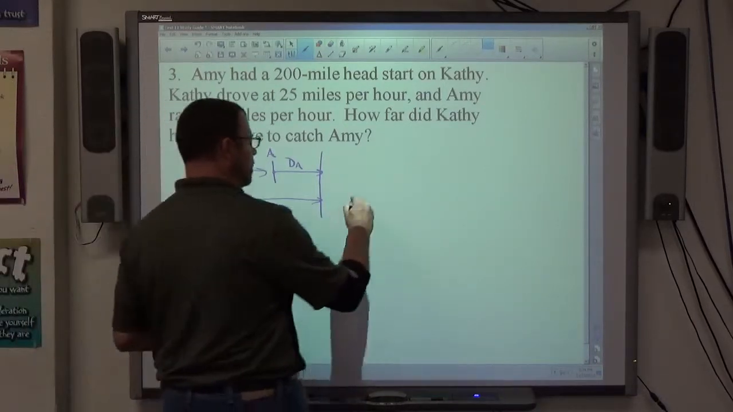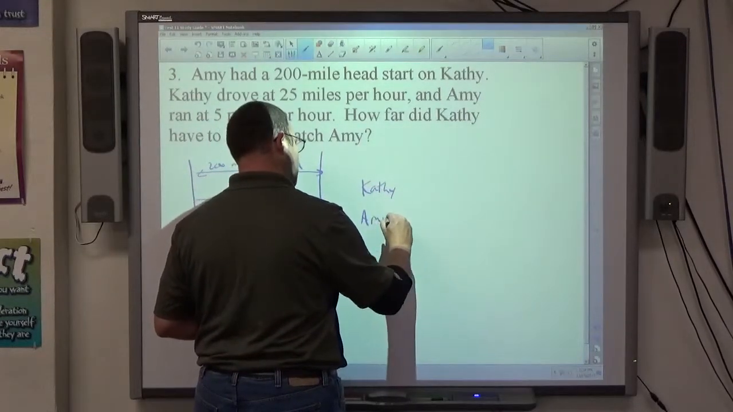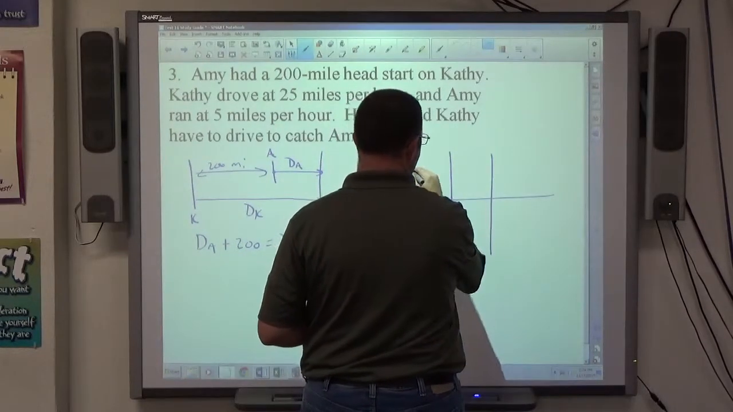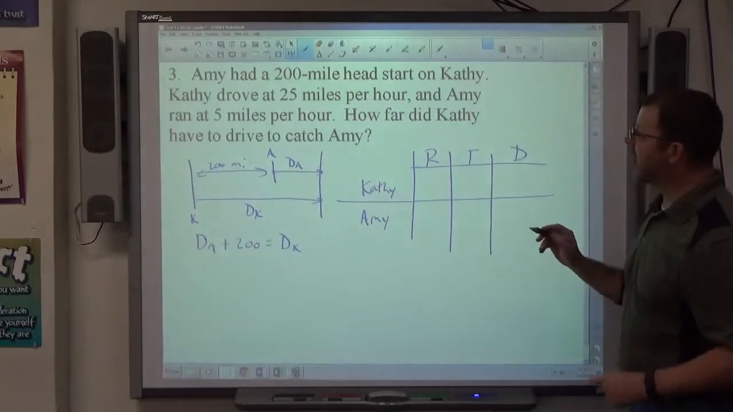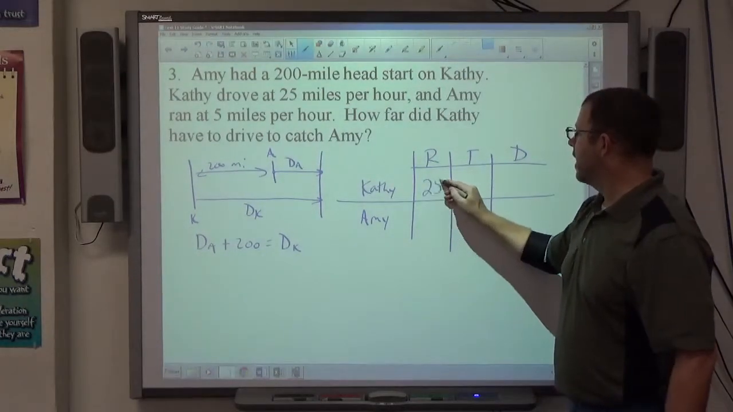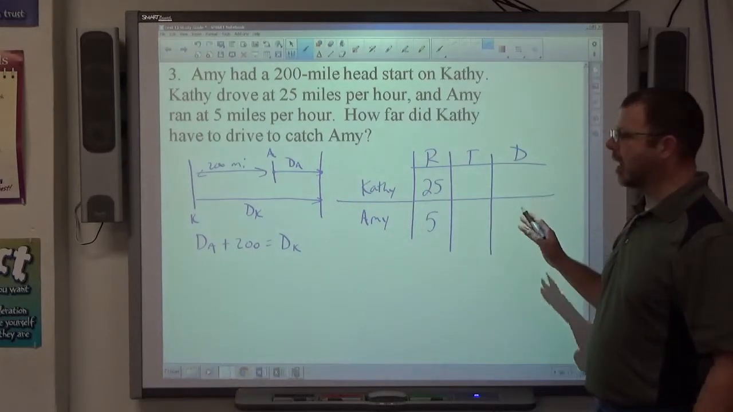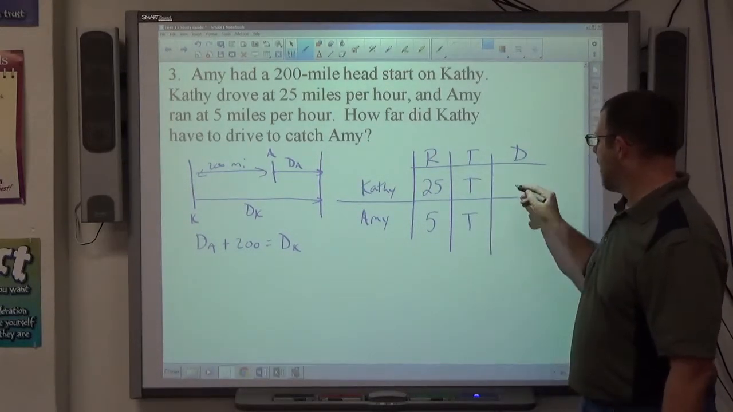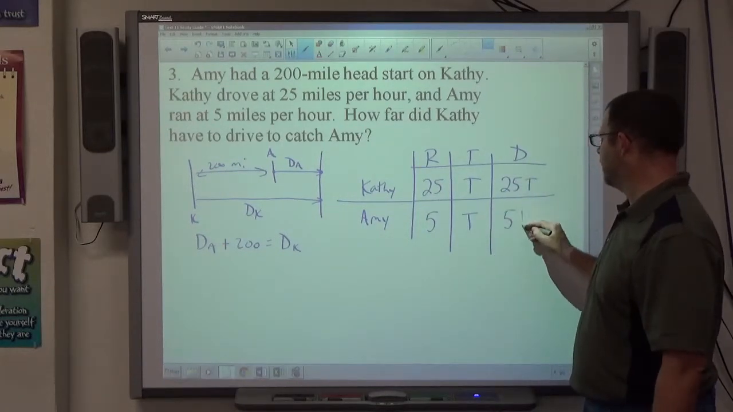Job 2. Kathy and Amy are the categories. And we care about rate and time of both of them to determine distance expressions. So, Kathy is driving 25 miles per hour. Amy is running 5 miles per hour. Again, they tell me nothing about time. That implies that times are equal but unknown. So Kathy's total distance is 25t, whereas Amy's total distance is 5t.